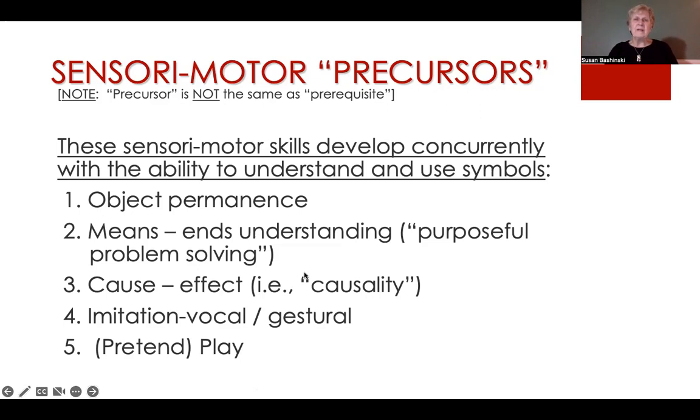Purposeful problem solving, that's if I can't reach something, I know if I get a yardstick or a stick or a cane or something, I can knock it down to where I can reach it. Or if I can't reach something, I could get a chair and climb up on that chair. It's understanding things that aren't right here, right now with me, so I can figure out how to solve a problem by using a tool somehow. That contributes to using communication symbols. Cause and effect, I think everybody knows what that is. If I do this, then this thing will happen.